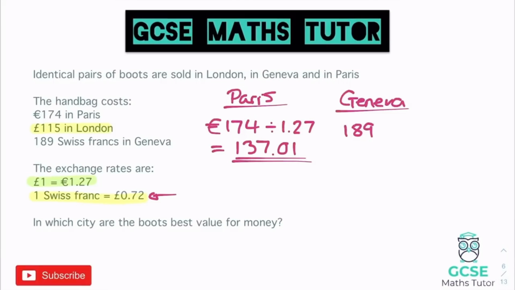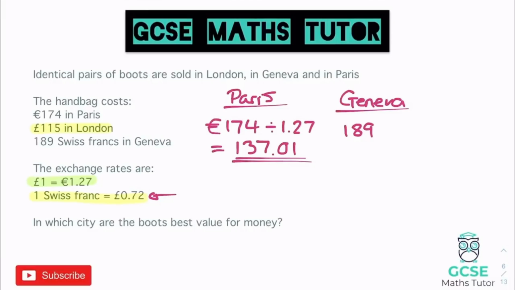But this time if I was to just divide, which obviously some people tend to remember it like this, you divide coming back home, you times when you're going away, but because this is the foreign exchange rate, if I was to divide by 0.72, which I'll do on my calculator now, 189 divided by 0.72, I get the answer £262.50, and that is a lot higher, okay?